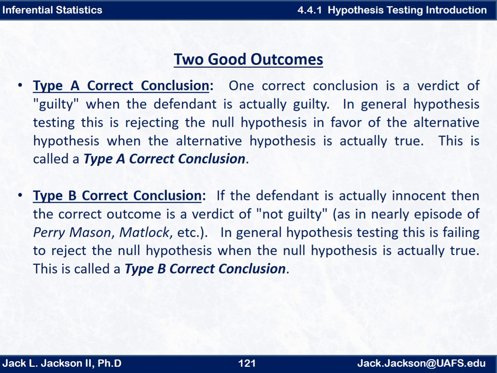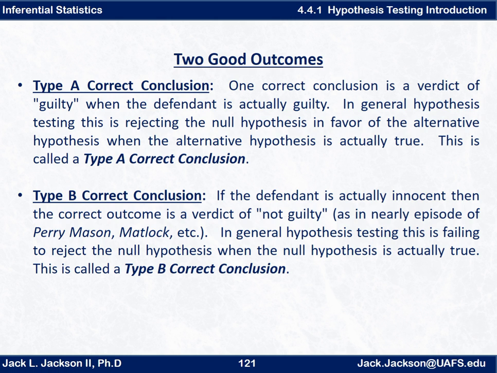So in general hypothesis testing, a type B correct conclusion is failing to reject the null hypothesis when the null hypothesis is actually true. That is what you want to have happen if the null hypothesis is actually true. You don't want to reject it, and so that's a type B correct conclusion.